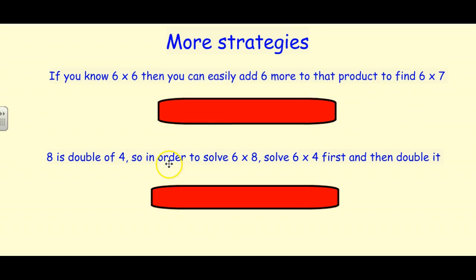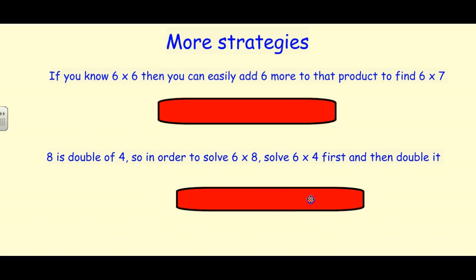Okay, this next one is another double problem. We're looking at 6 times 8. So since 8 is double 4, you first want to solve 6 times 4 and then double your answer. So I want you to push pause and use the strategy that we did on the other two, where we had to double them, and find the answer to 6 times 8.